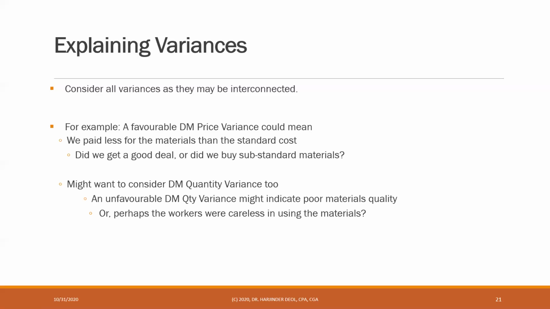If we have a direct material quantity variance that is unfavorable, then that could be an indicator of poor materials quality. Or maybe the workers were being careless in using the materials. We don't know what was really happening without looking at the labor variances. So then you should look at the labor variances as well, and see if maybe the labor efficiency variance was unfavorable, or which way did it go.